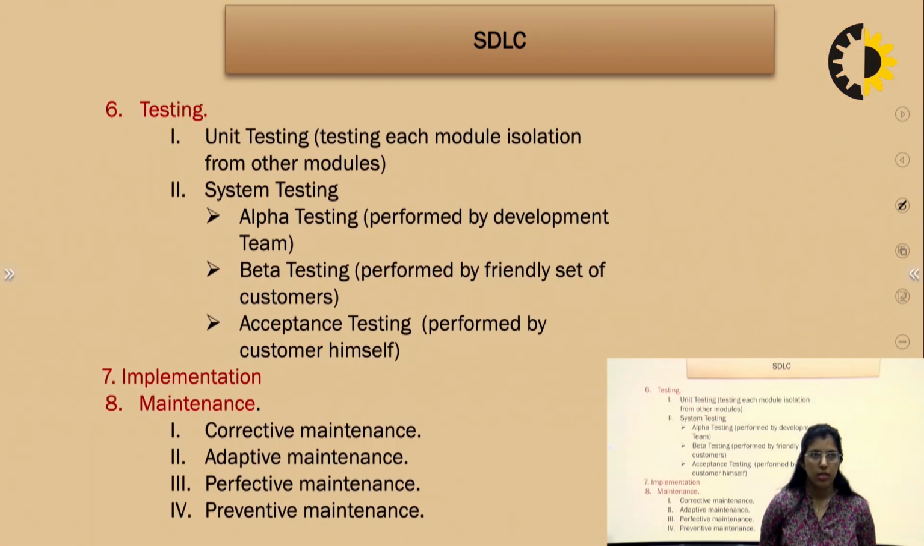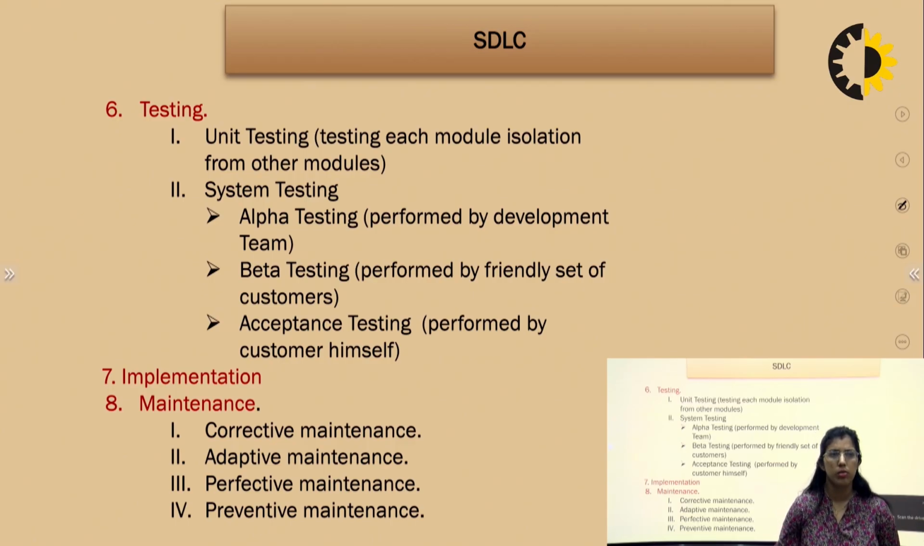Next is your coding. After coding, testing will be done. In testing, we have unit testing, that is testing of each module isolated from other modules. System testing, alpha testing, which is performed by the development team. Beta testing, it is done by the customer. Acceptance testing, it is also performed by the customer himself. Next, implementation, and at last, maintenance. Corrective maintenance, adaptive maintenance, perfective, preventive and all.